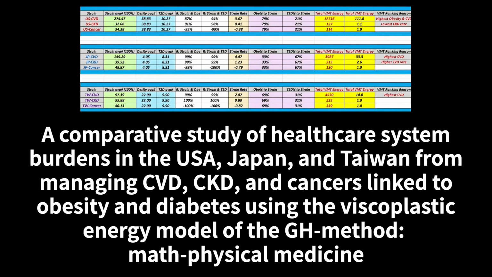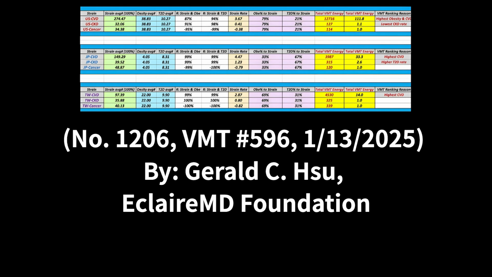A comparative study of healthcare system burdens in the USA, Japan, and Taiwan from managing CVD, CKD, and cancers linked to obesity and diabetes, using the viscoplastic energy model of the GH method. Math Physical Medicine. Number 1206, VMT Sharp 596, January 13, 2025. By Gerald C. Shu, EclaireMD Foundation.